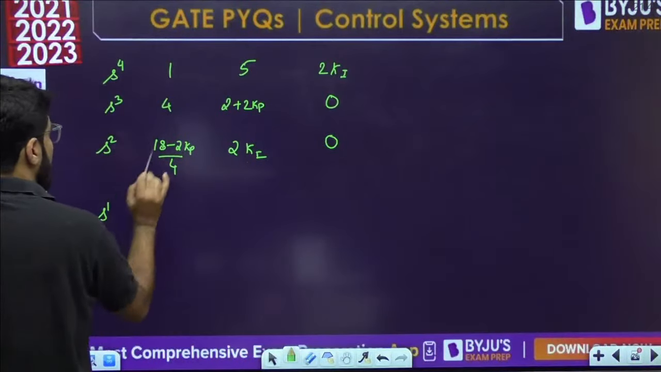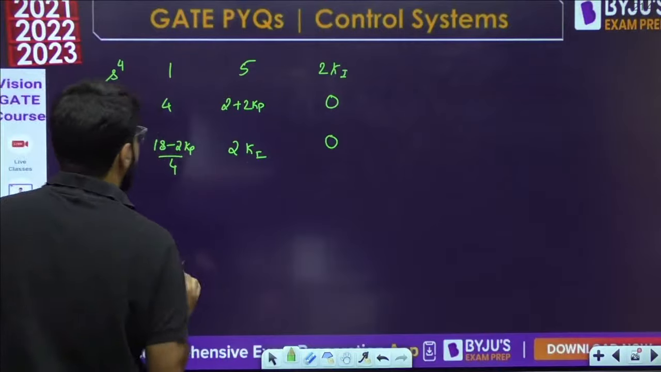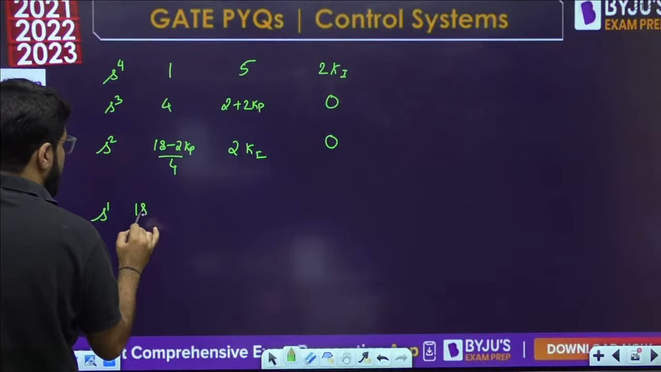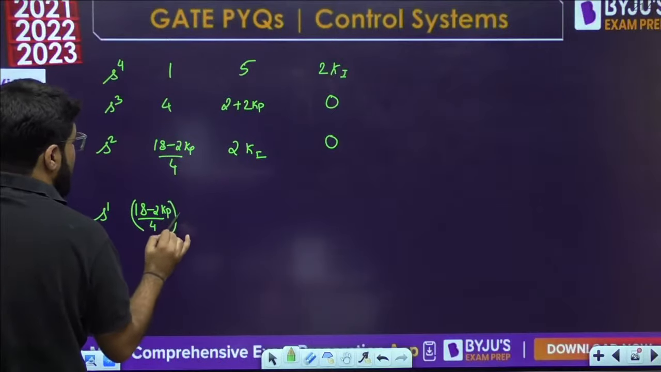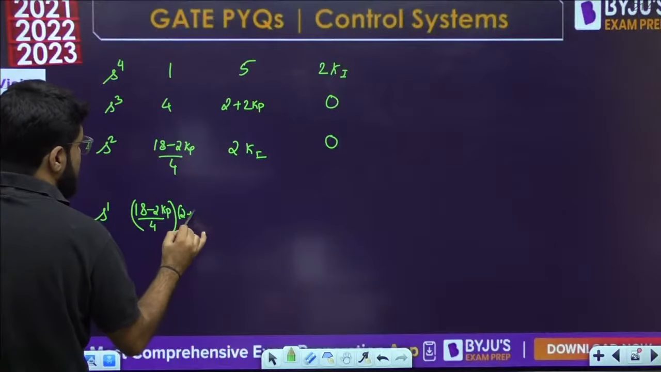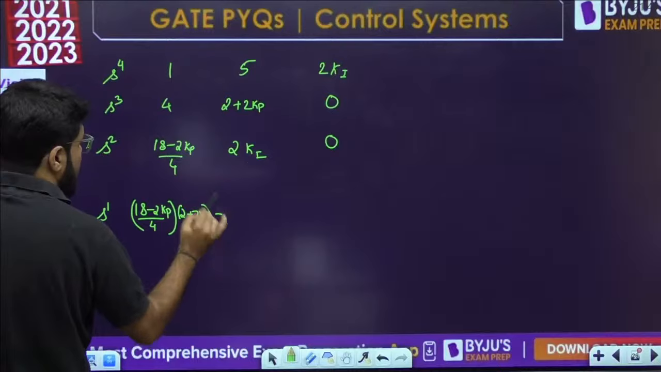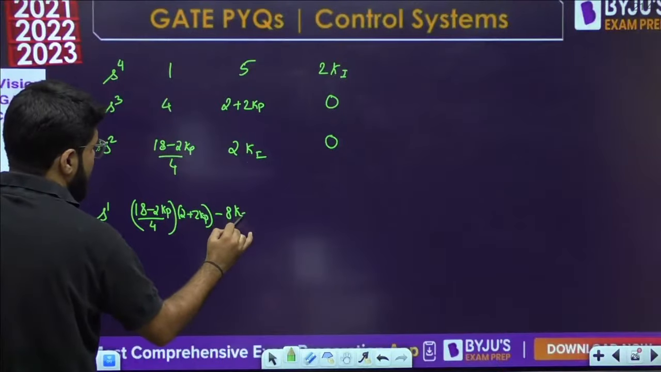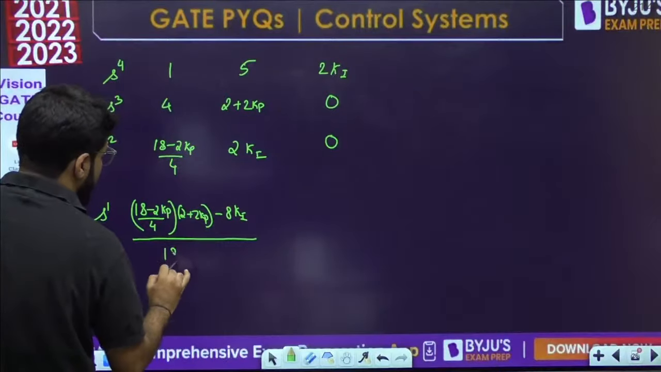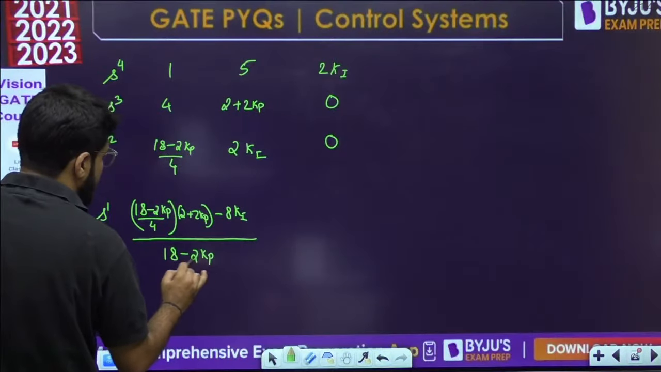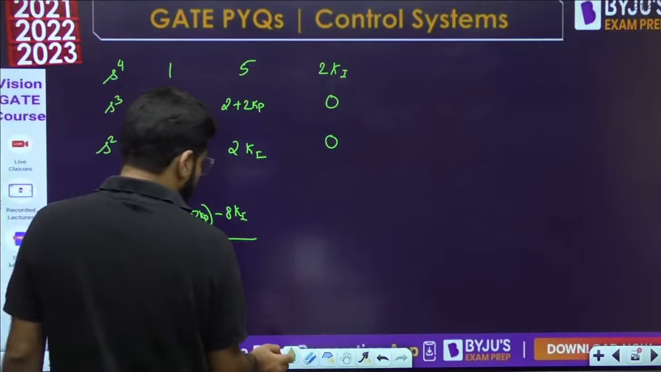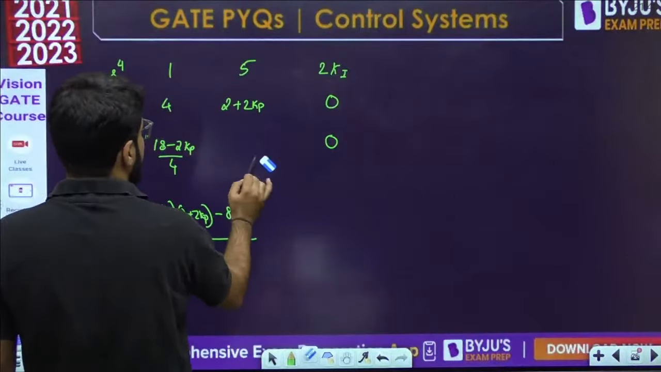For the s power 1 row, it will be a slightly longer expression. So I'll need to write it as (18 minus 2KP) into 4 divide by 4 multiplied by (2 plus 2KP) minus 4 times 2KI, that is 8KI, the whole divided by (18 minus 2KP) divided by 4. Now let's shift this a little to the right.